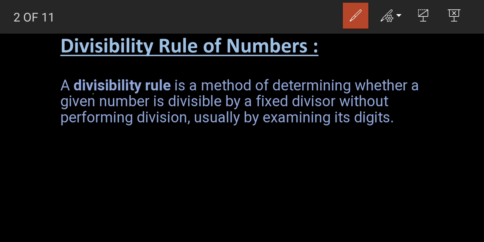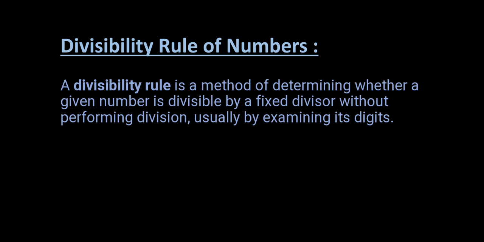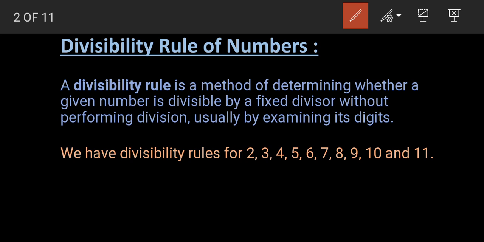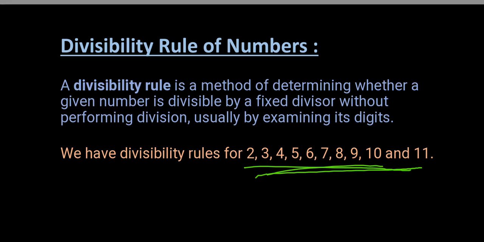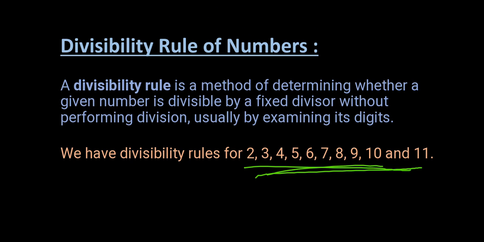A divisibility rule is a method of determining whether a given number is divisible by a fixed divisor without performing division, usually by examining its digits. Just looking at the digits of any number, we can say whether that number is divisible by a fixed divisor or not. Here we have the divisibility rules for 2, 3, 4, 5 up to 11. We have the divisibility rules for all these numbers. Here we will discuss all these one by one.